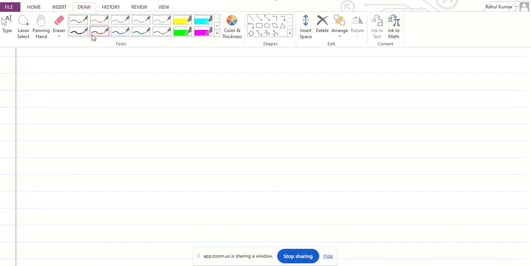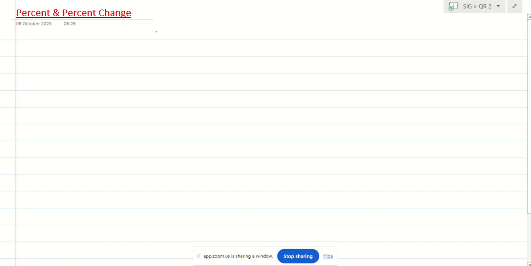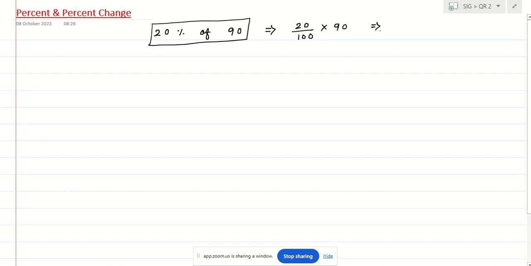let me take the black ink. Let's say I'm telling you to find 20% of 90. So very simple to find. How do I find this one? 20 divided by 100 into 90. Correct? I'll get the answer.